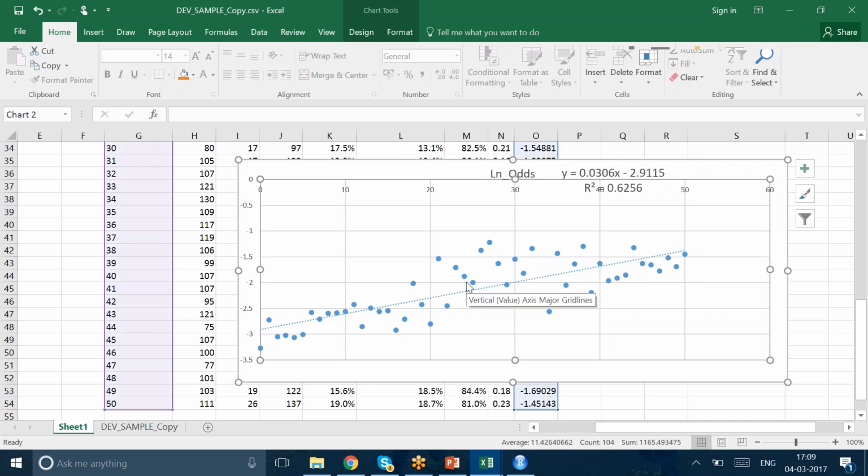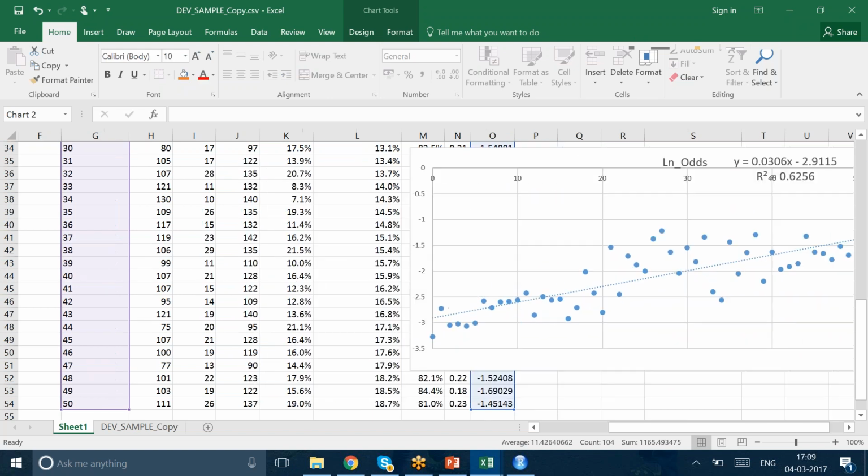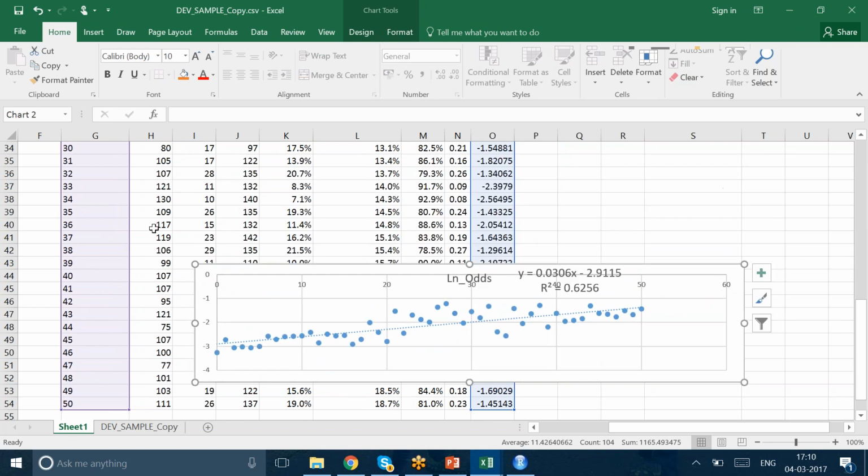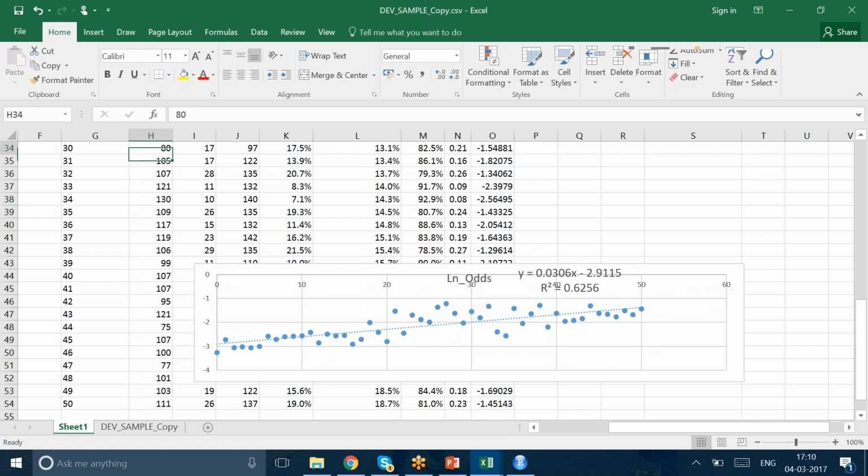Assume these data points are not scattered like this. These data points are not scattered like this. Let me make some tweaking in data points.